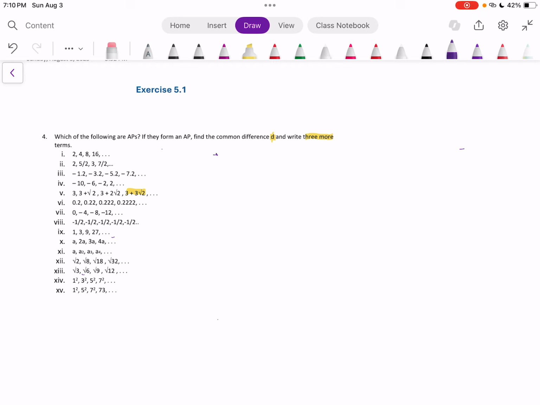Question number 6. 0.2, 0.22, 0.222, like this. So D is going to be 0.22 minus 0.20, which is 0.02. Then D is going to be 0.222 minus 0.22, which is going to be 0.002. So I can see the common difference is not the same. So the numbers in this series do not make an AP.